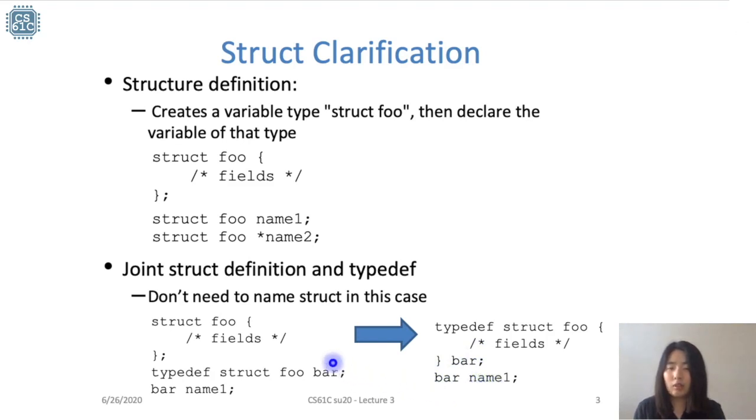On the left, we can also define struct full as we previously did right here, and then use typedef again to give variable type struct full a new name bar, and then use bar as we did on the right. These methods are all equivalent, they all achieve the same goal. Using typedef can save some typing, but it hides the fact that full is a struct type, or bar is a struct type.